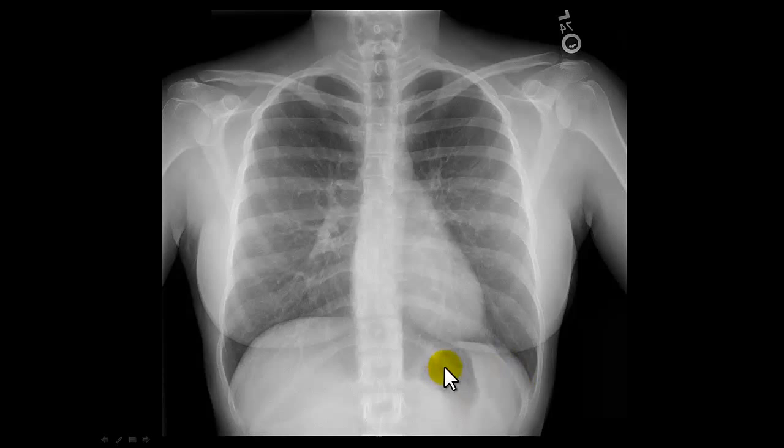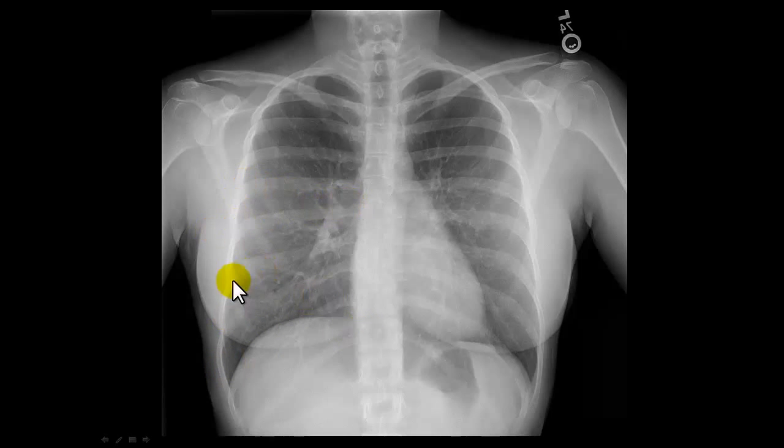Here we see the normal gastric bubble. Coming back we see the liver here overlying this region, and it is pushing the right hemidiaphragm a little higher than the left. Then we're going to go up the thorax and look at horizontal sweeps throughout the thorax.